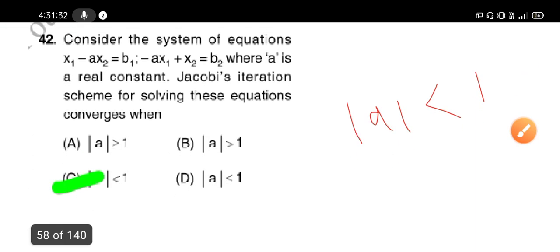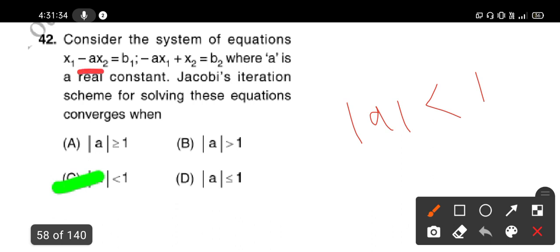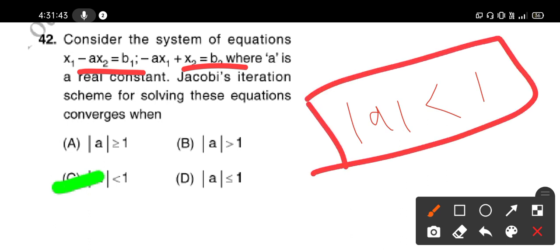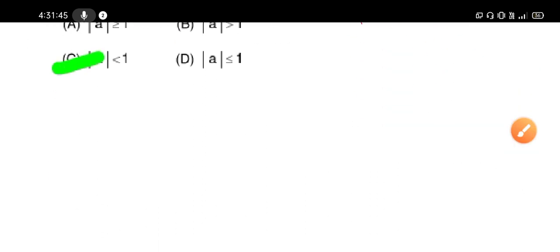Next question, consider the system of equations. Here the equation is given, and A is a real constant. The Jacobi iteration scheme for solving this equation converges when the condition is less than 1. This is a direct result.